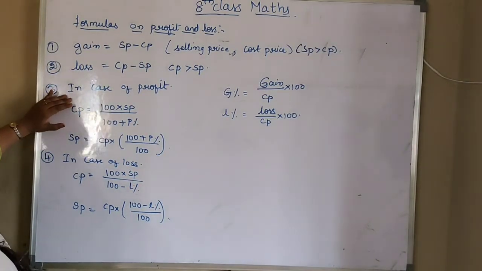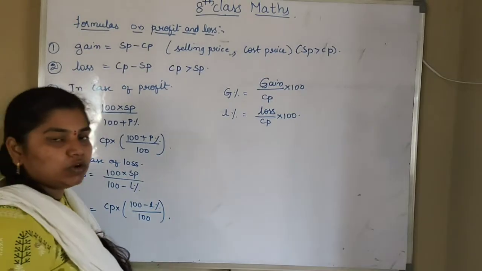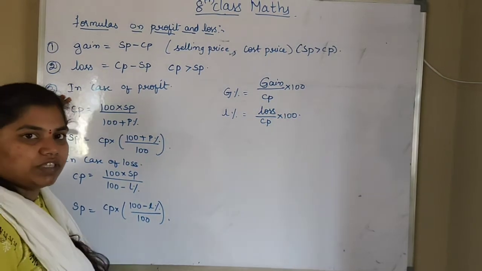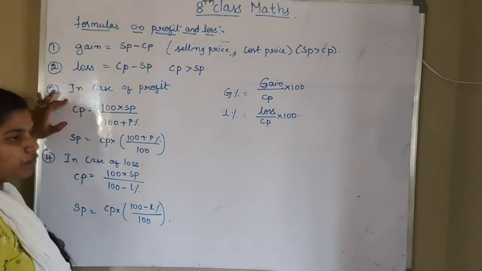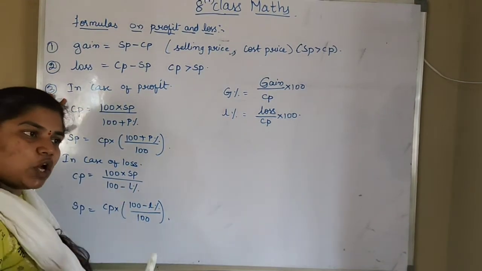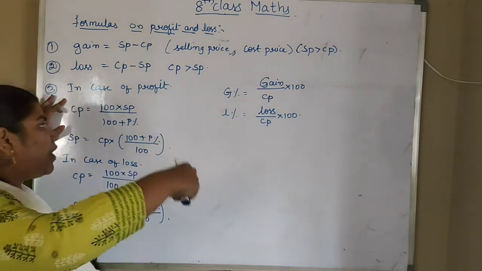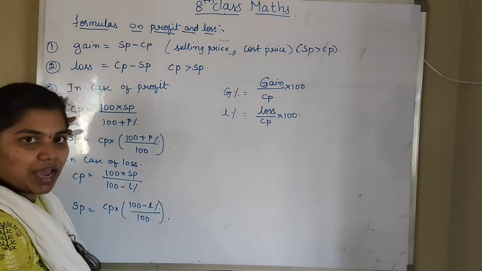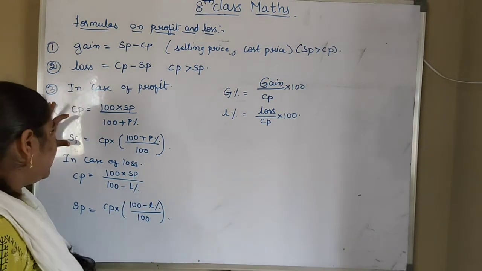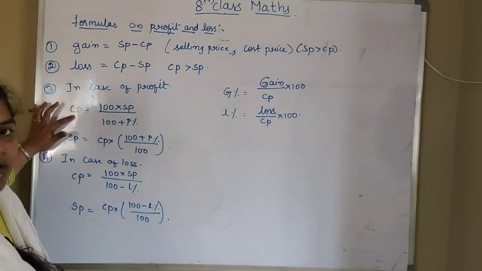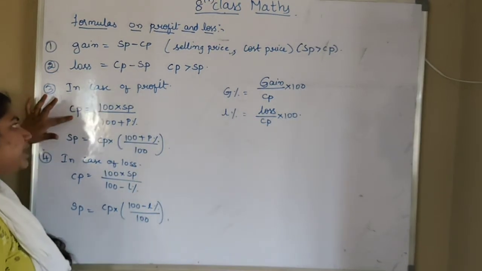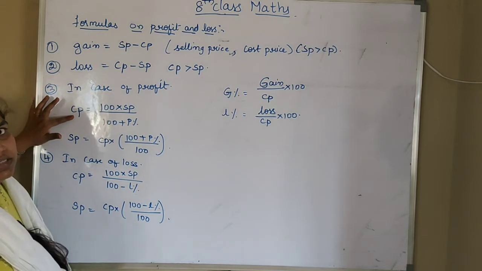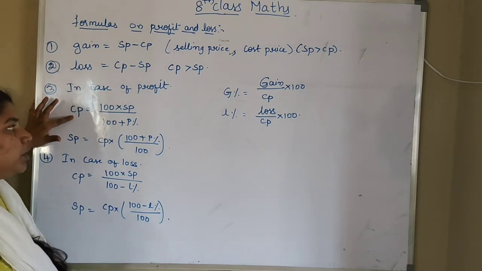Now in case of profit, how to find the CP value and how to find the SP value, we will see what the formula is for that. In case of profit, they will give that he got a profit, you have to find the CP value. Okay, understood? They will give a profit value and you have to find the CP value. So which formula will you use? That is 100 into SP by 100 plus profit percentage. So this is under profit.